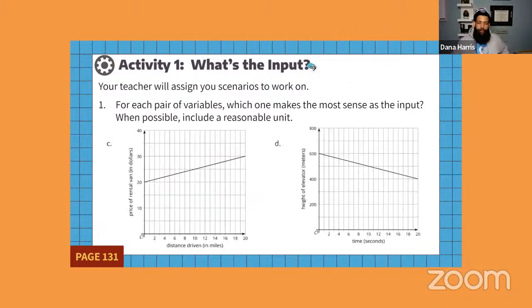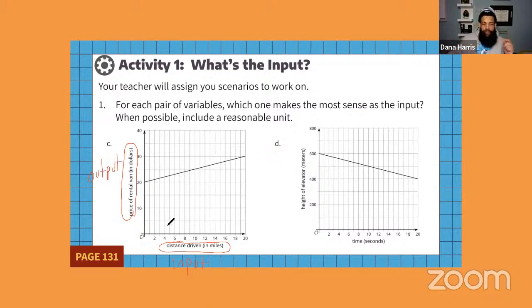All right. So for each pair of variables, which one makes the most sense as input? When possible, include a reasonable unit. Well, guess what? Let's look at these. This is a little different. This is given as a graph. All right. Your input is typically on your x-axis, and your output is usually on your y-axis. Now, let's see, does this make sense?